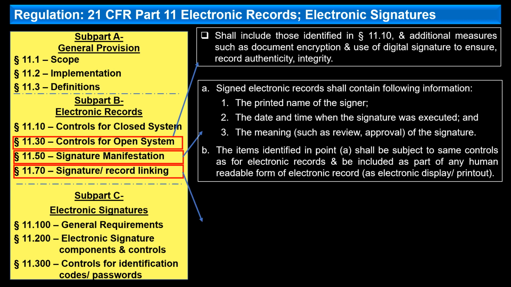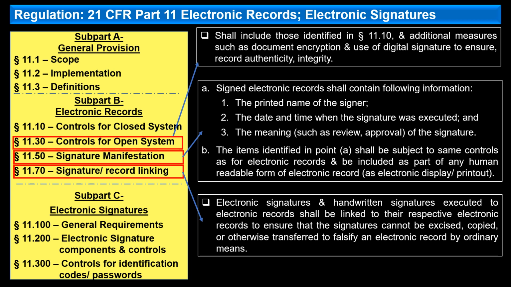Looking into signature and record linking, electronic signatures and handwritten signatures executed to electronic records shall be linked to the respective electronic records to ensure that the signatures cannot be copied or otherwise transferred to falsify an electronic record by ordinary means.